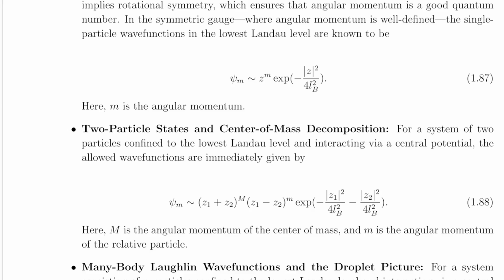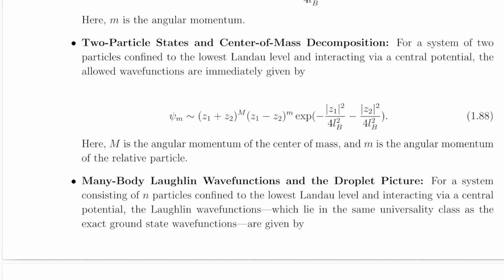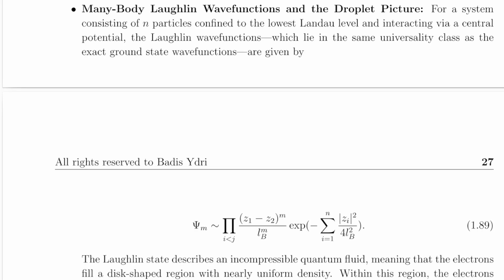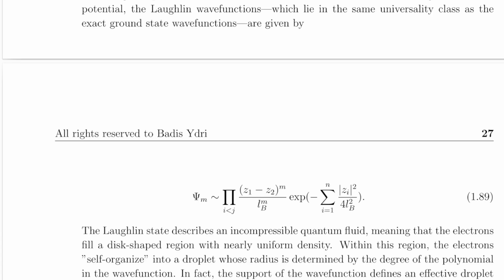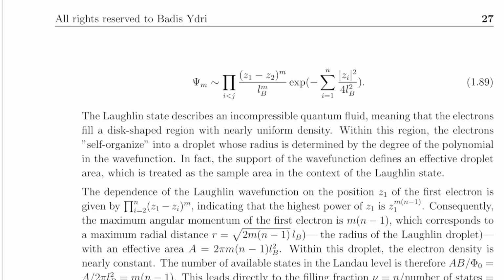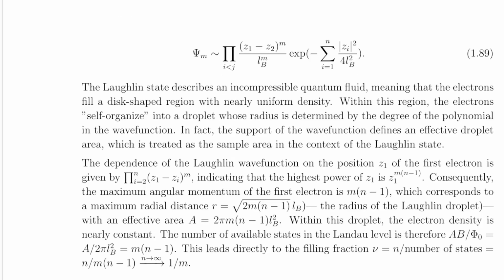The Laughlin wave function was crafted to minimize repulsion while keeping electrons in the lowest Landau level. It vanishes rapidly when electrons approach one another, creating exclusion zones that keep them apart. As a result, the electrons form a uniform droplet of charge, a circular, incompressible quantum fluid. Its area grows with particle number, and its density encodes the filling fraction, nu equals 1 over m.